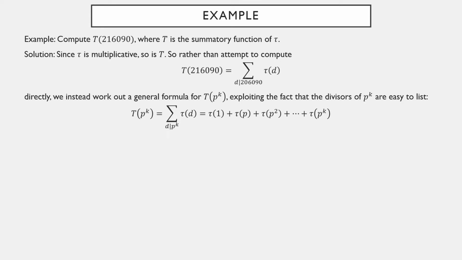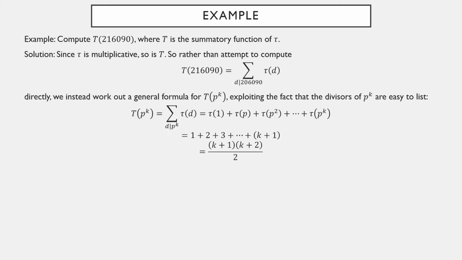Capital T of p to the k, I list out its positive factors and plug them into tau, and the positive factors of p to the k are just 1, p, p squared, and so forth, all the way to p to the k. Now tau of 1 is 1, tau of a prime to the first power is 2. Remember that tau of p to a power is just that power plus 1. So 1 is p to the 0, so 0 plus 1 is 1. Tau of p to the first, 1 plus 1 is 2. Tau of p squared, 2 plus 1 is 3, and so forth. And if I simply add all these up, there's a pretty well-known formula to do so. It's going to be k plus 1 times k plus 2 over 2.